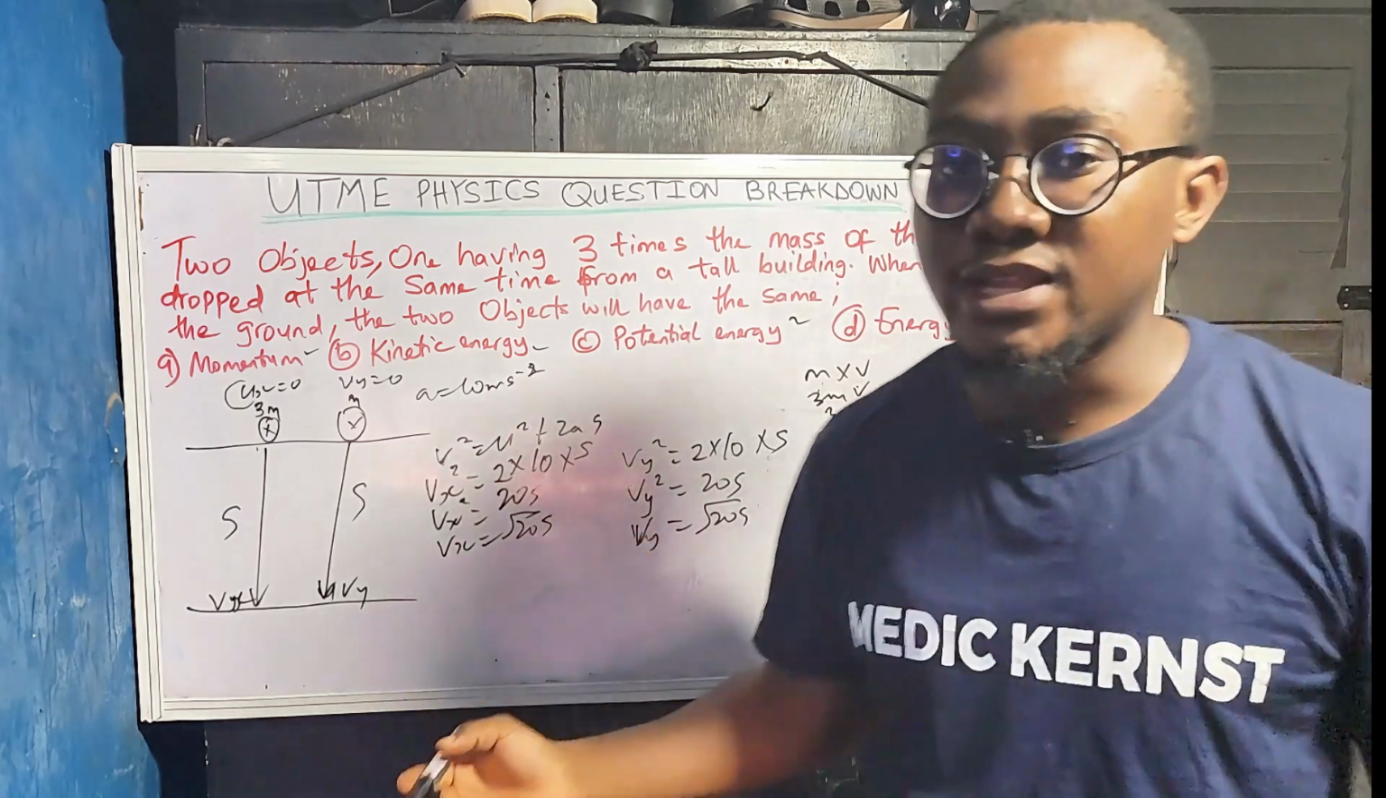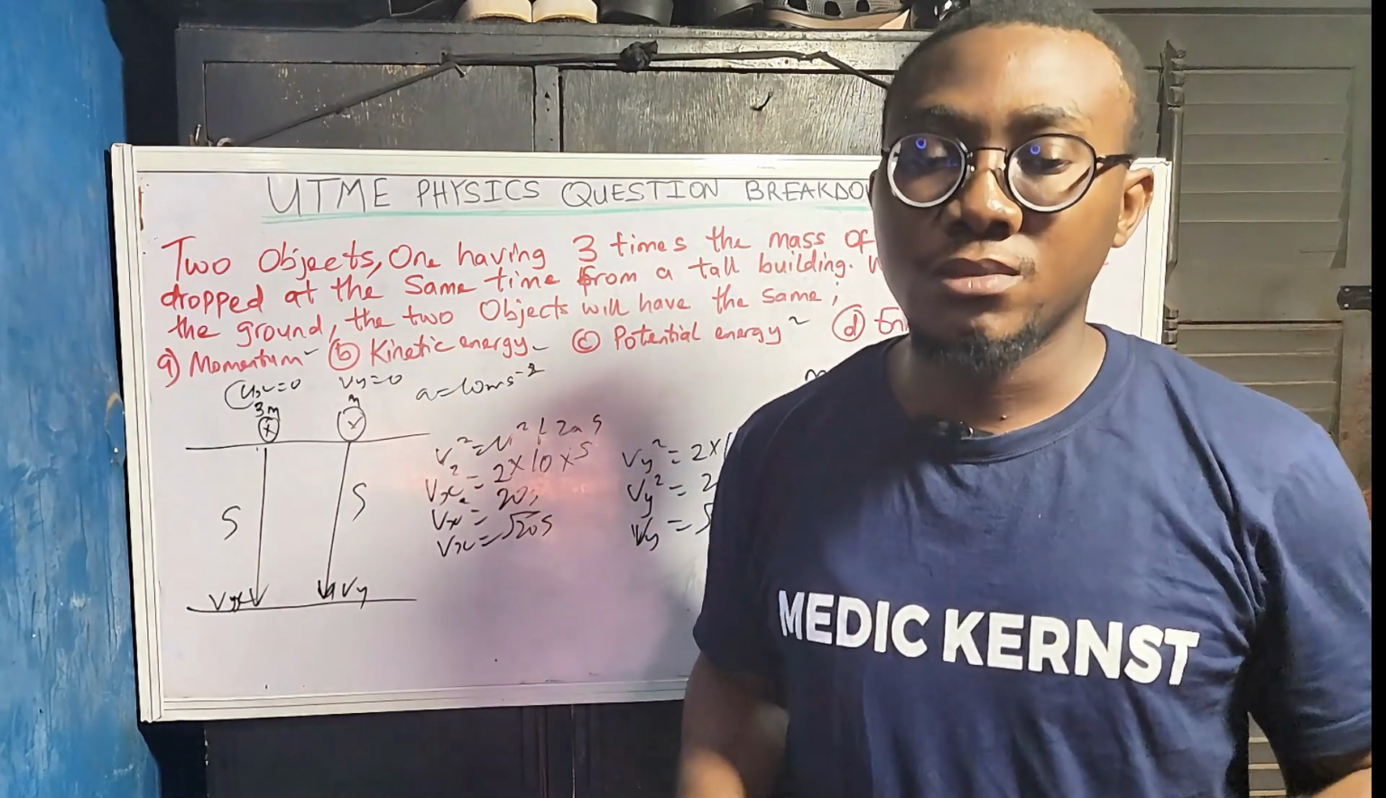The correct answer is the final velocity. They will have the same final velocity at the end of the journey.